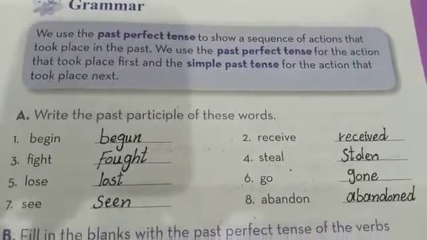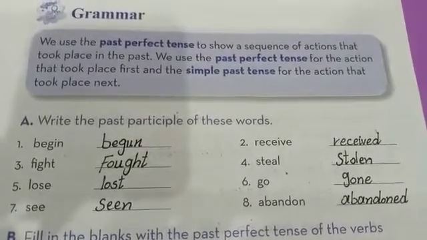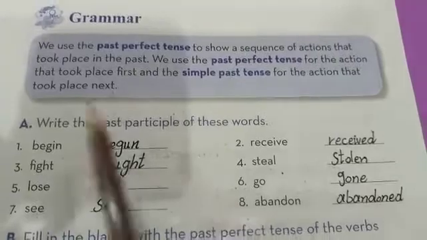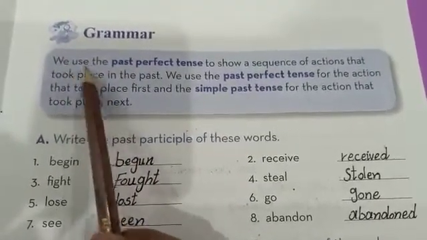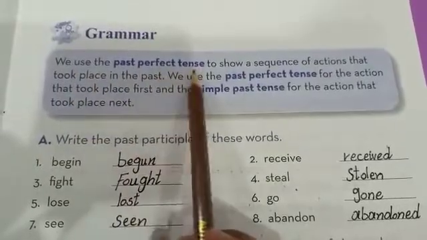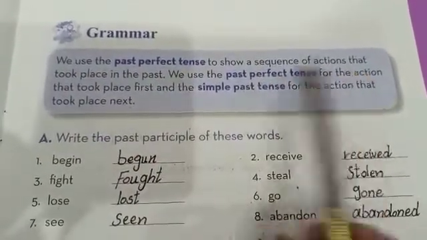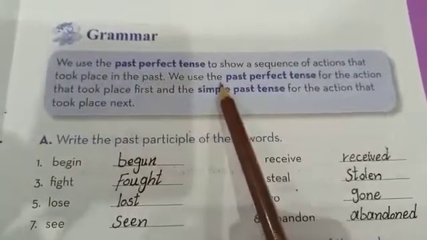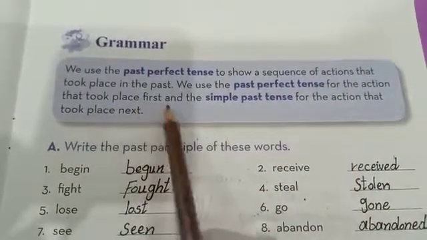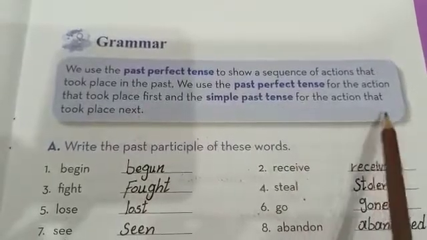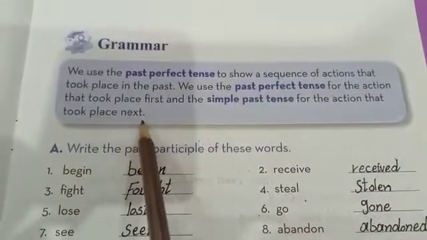Students, open page number 31 of your workbook. Here you can see it is written, we use the past perfect tense to show a sequence of actions that took place in the past. We use the past perfect tense for the action that took place first and the simple past tense for the action that took place next.